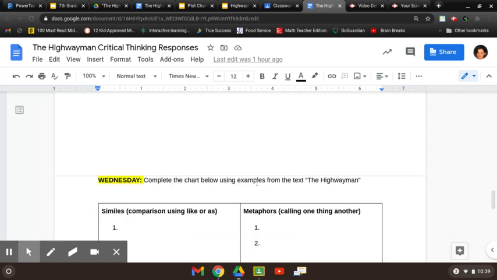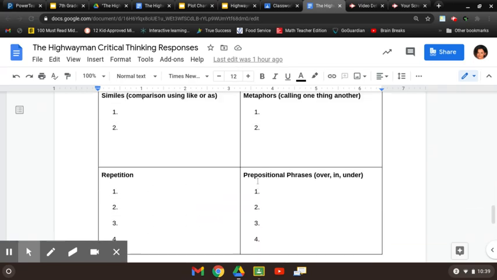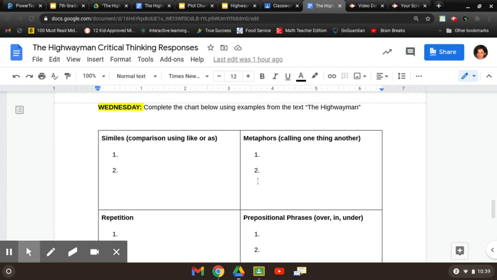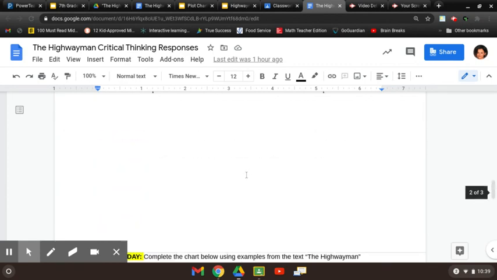And then tomorrow we're going to be working on just this little quadrant that will be your Wednesday work. So good luck. Thank you for enjoying The Highwayman, the most epic and narrative poem ever. And we'll see you tomorrow.